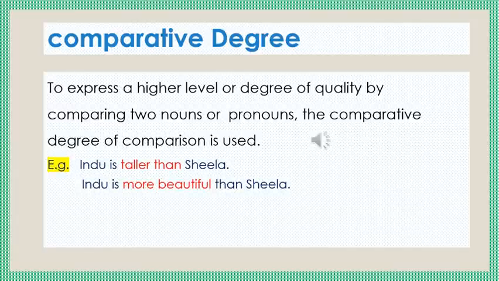The comparative adjectives are followed by "than" when opposition is implied, and they are followed by "of" when selection is meant. I repeat, the comparative adjectives are followed by "than" when opposition is implied, and they are followed by "of" when selection is meant. You see the example, then you will understand.